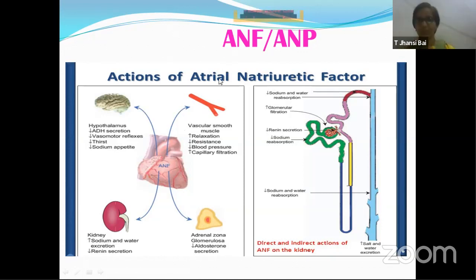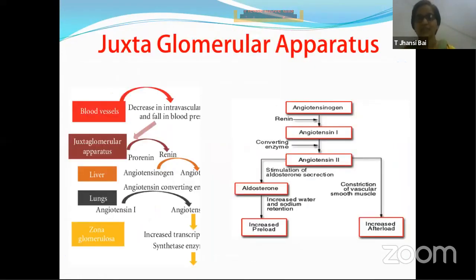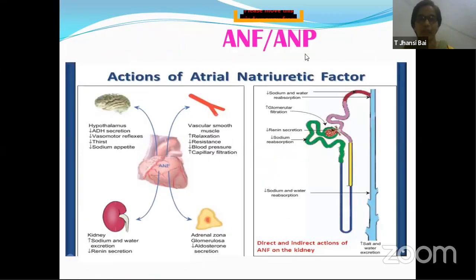Once the pressure has increased, now the pressure should come back to normal. At that time, this substance helps in bringing about dilation of blood capillaries, so that the pressure decreases and becomes normal. That means ANF is working against, or is antagonistic to, the juxtaglomerular apparatus. That apparatus helps in increasing the blood pressure. If blood pressure keeps on increasing continuously, it is not good. So it should come back to normal, and that is brought about by ANF or ANP.